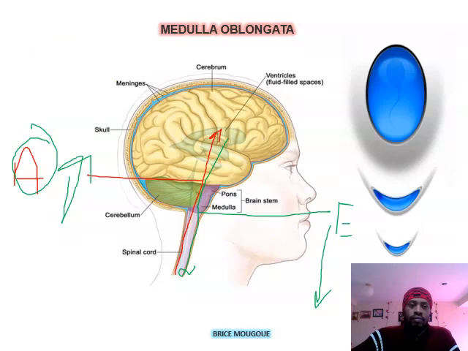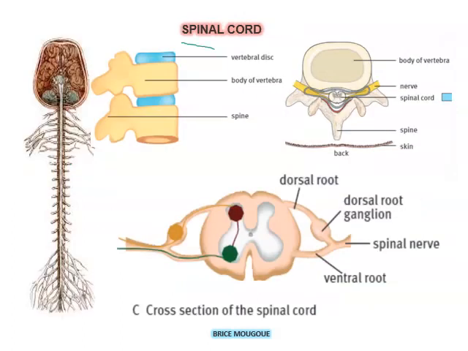Next is the spinal cord. The spinal cord is just an extension of the brain. If you're looking at the brain, we see it extending, passing right down to the rest of the body. And the spinal cord passes inside the vertebral canal, the vertebral column, or the backbone. That's why we find the spinal cord passing inside there, the backbone.